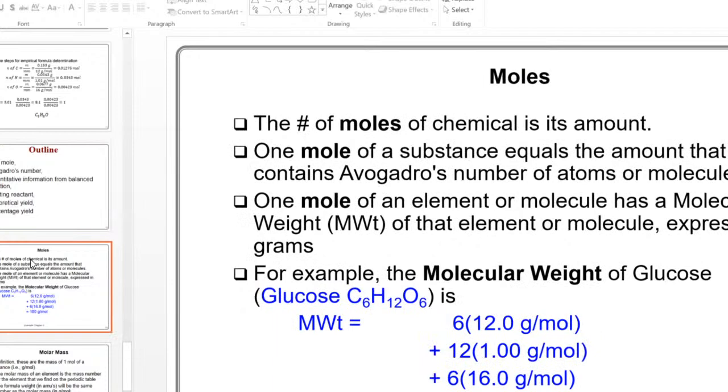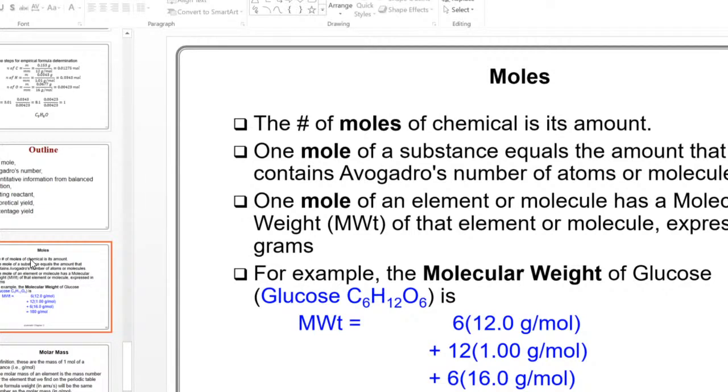So let us look at what a mole is. The number of moles of a chemical is its amount. One mole of a substance equals the amount that contains Avogadro's number of atoms or molecules. One mole of an element or molecule has a mass equal to the molecular weight of that element or molecule expressed in grams.